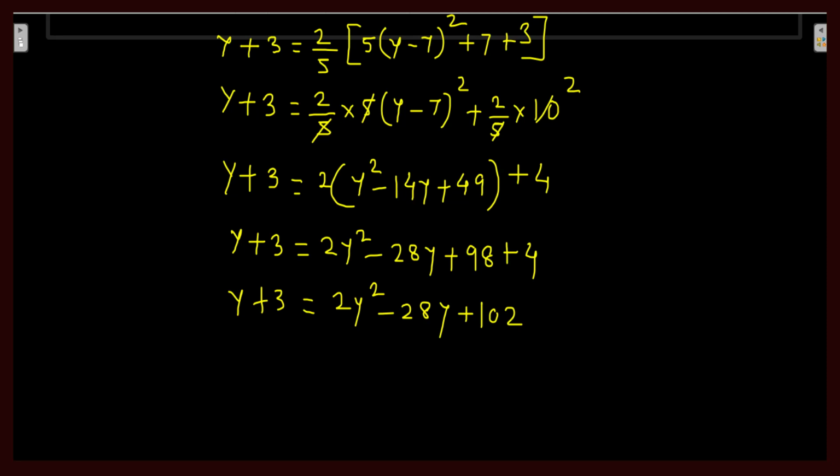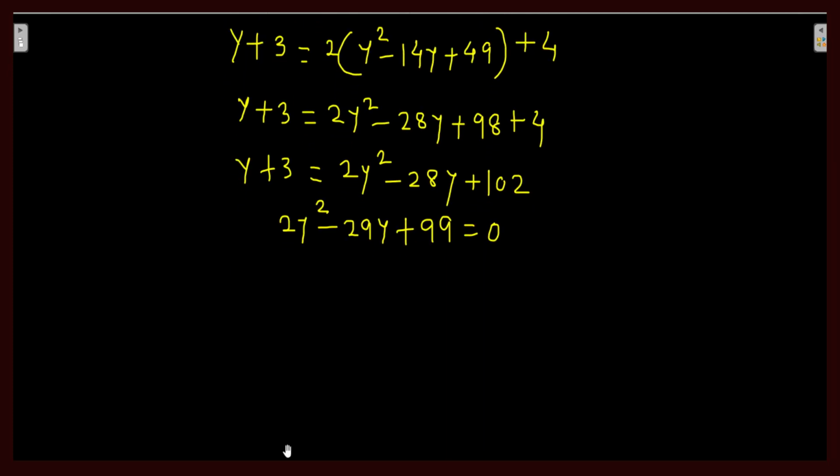Now solve this and write it in standard form. So you will get 2Y square minus 28Y. If you take Y to this side, that will become minus Y, making it 29Y. Now take 3 to this side, so it will be minus 3, 102 minus 3 that is 99, so plus 99 is equal to 0.